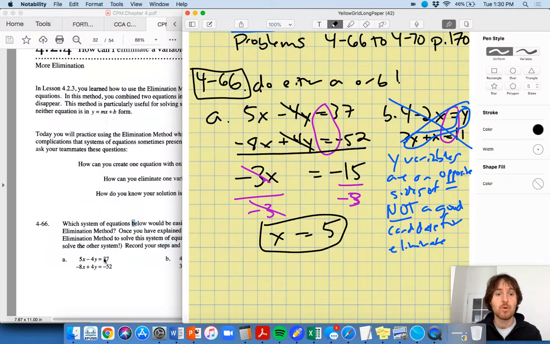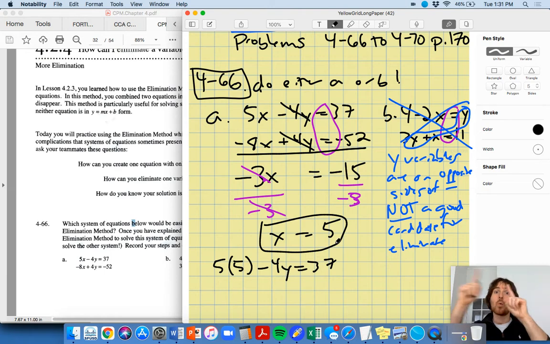So we'll go back to this top equation right here. Instead of writing x, I'm going to write 5, okay? So I'm going to use this top equation to determine what y needs to be. And then I'll get my XY coordinate. It's called a coordinate pair, right? Where those two lines intersect, it'll be a coordinate pair, an XY coordinate pair here, okay? So 5 times 5 is 25, minus 4y is equal to 37.